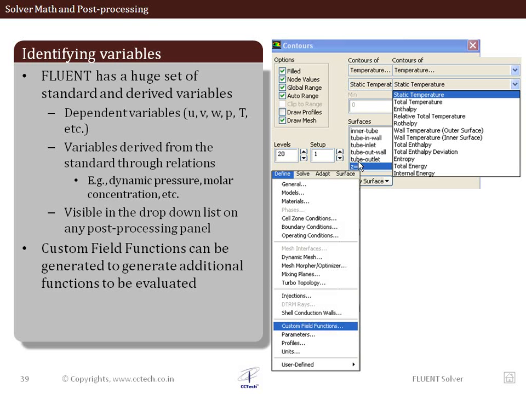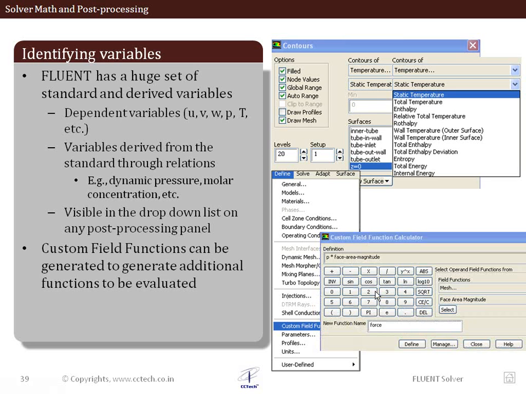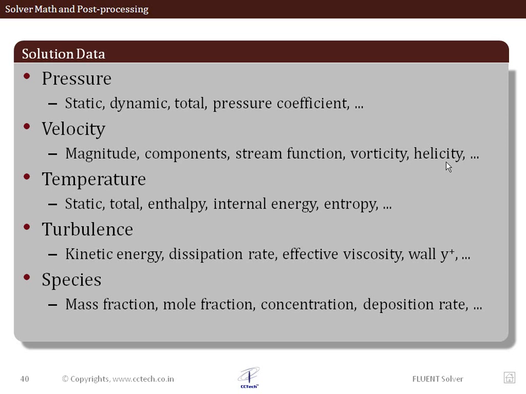You can also generate some custom field functions. You have to go to define custom field functions, and we can create our own custom field functions which you can either use for calculations or for plotting on specific surfaces. This is very helpful. Let's say I want to plot swirl number on a specific surface, so I can define a quantity called swirl number using the appropriate custom field function, and I can plot it on different surfaces within my combustor or within my swirling equipment.